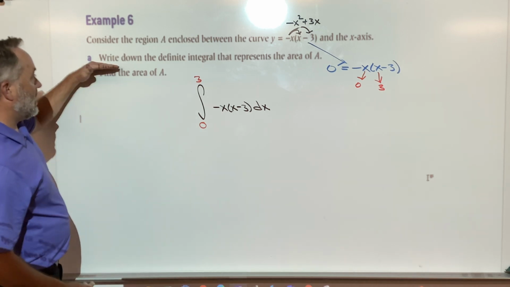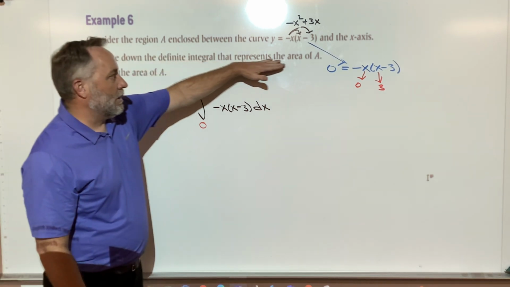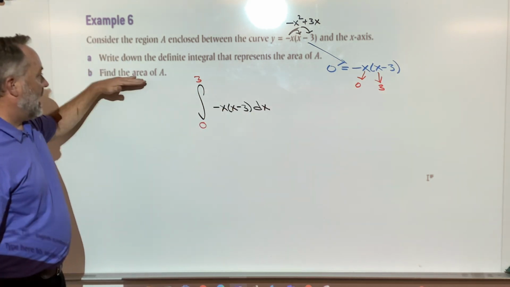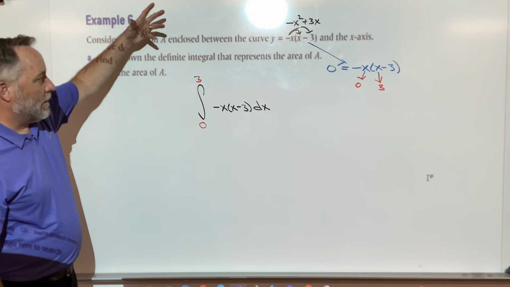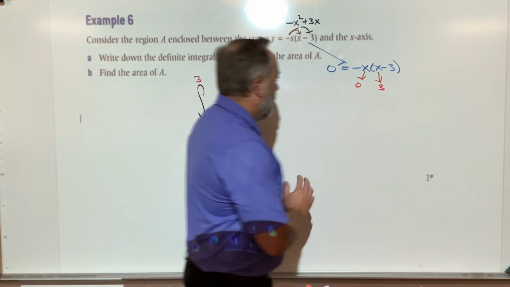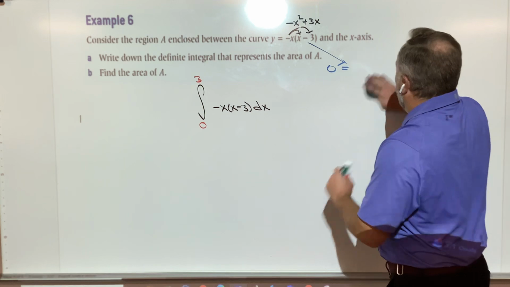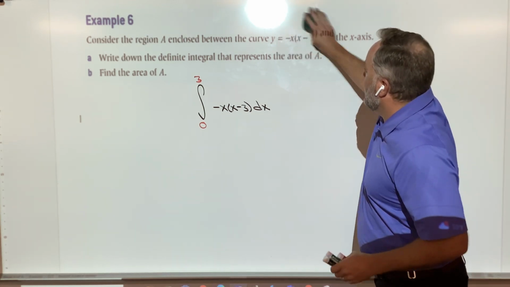Okay, so that accomplishes part A, write down the definite integral that represents the area of A. And now it says find the area of A. Now that we have this, knowing what we just learned from the calculator, we can find that value by just plugging it in. So I'll leave that right there.